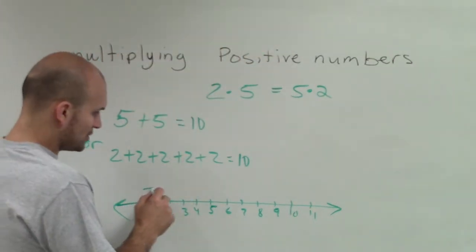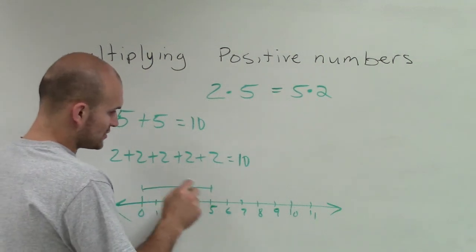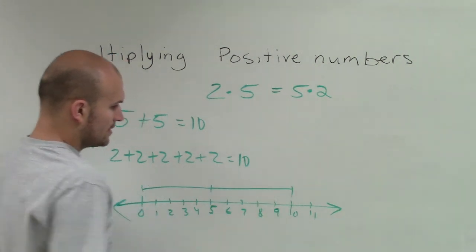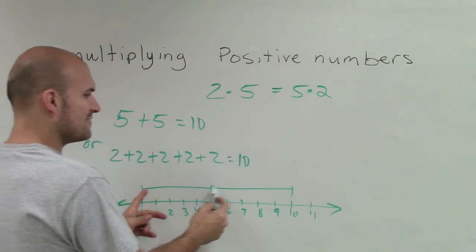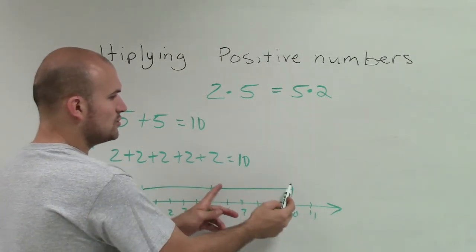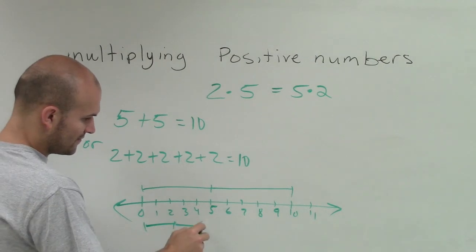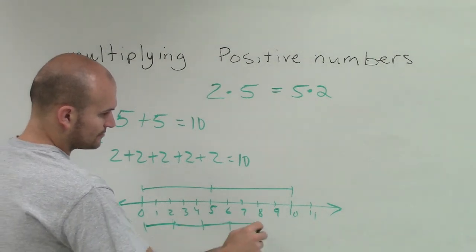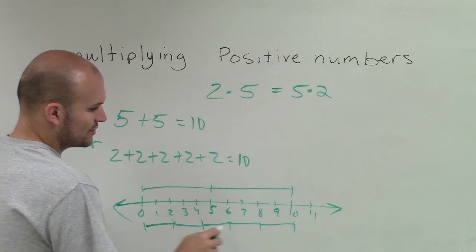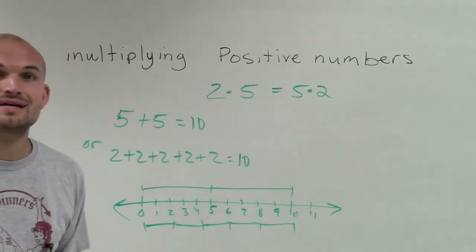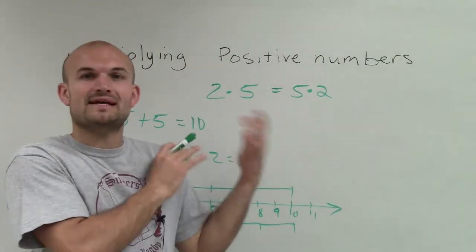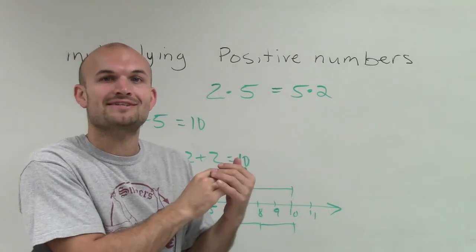So that means I could do 5, but there's 2 of them, right? So each one of these bars is a set of 5, a distance of 5. Since I have 2 of them, I go to 10. Or we could do it as 2 sets of 5 here: 1, 2, 3, 4, 5, and you can see both ways it gives us 10. So that is a basic little rundown again of multiplying 2 positive numbers.